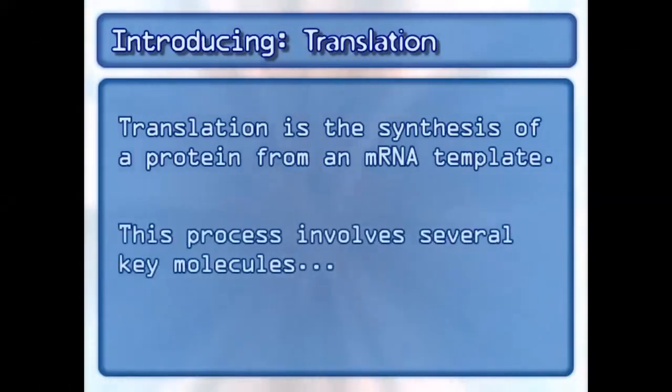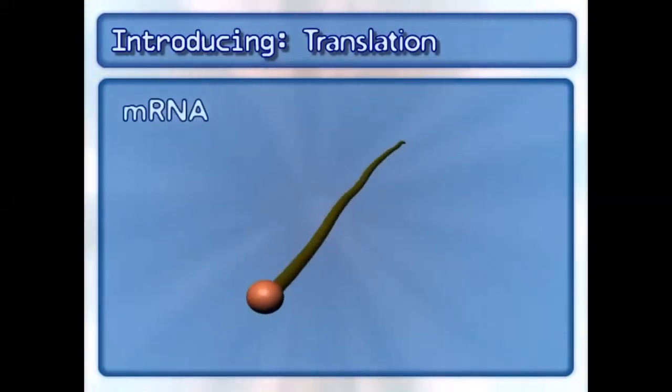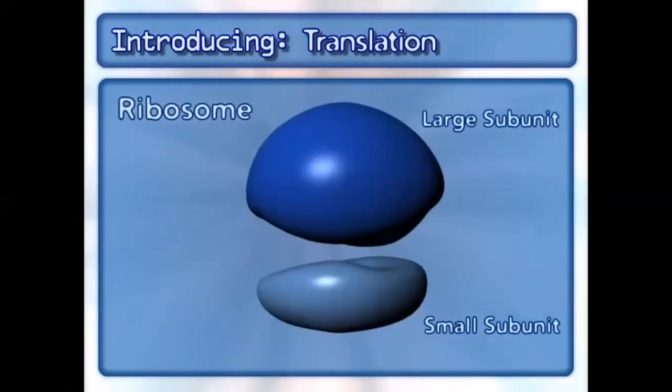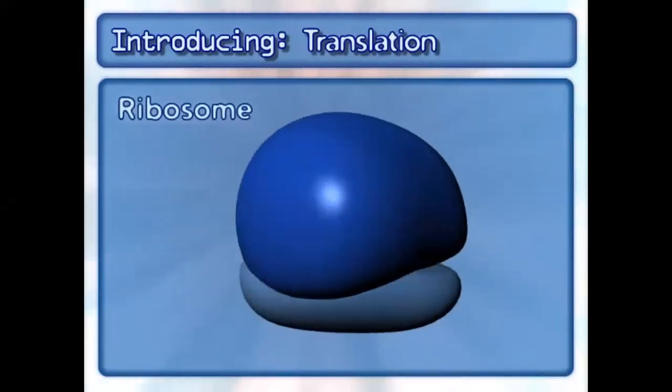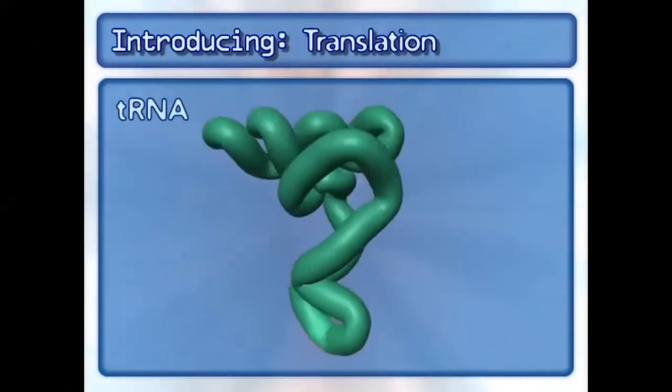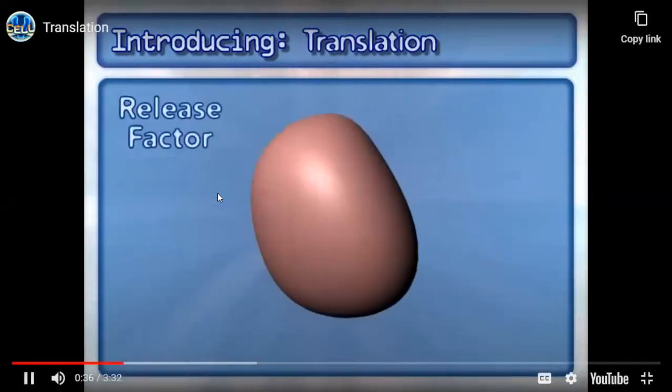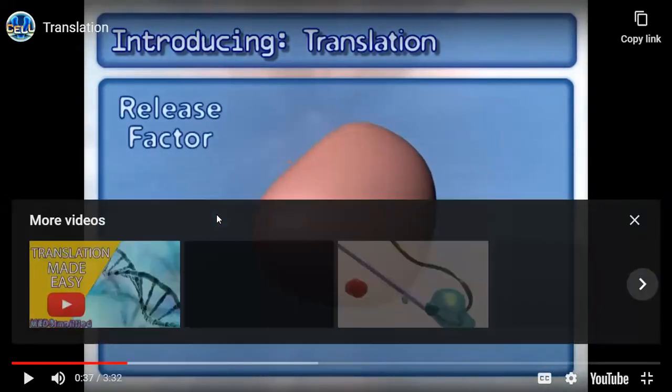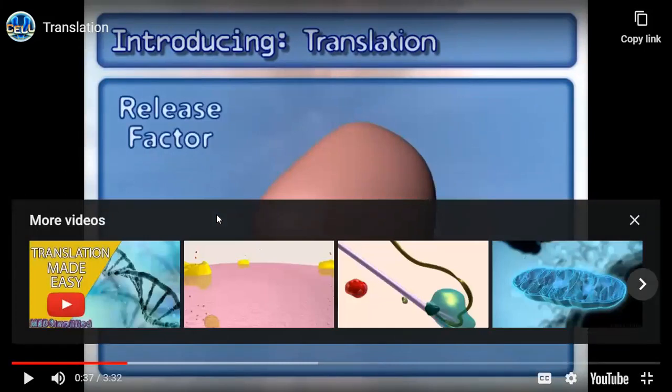This process involves several key molecules, including mRNA, the small and large subunits of the ribosome, tRNA, and finally, the release factor. So keep in mind, translation needs different factors.